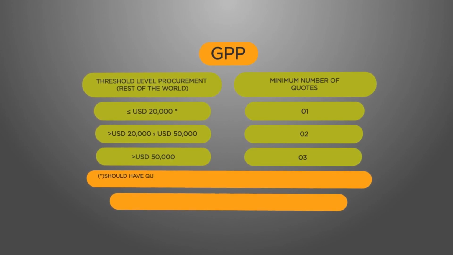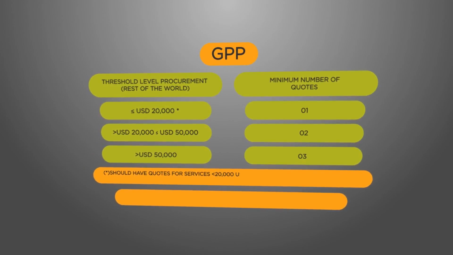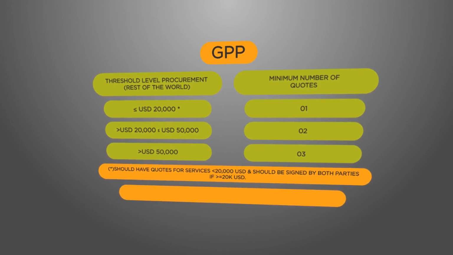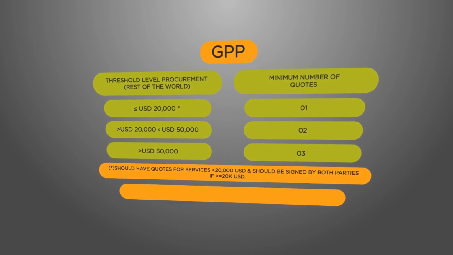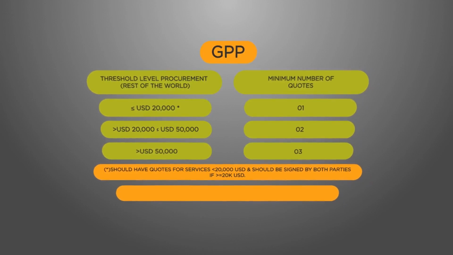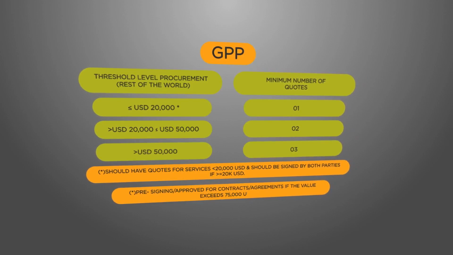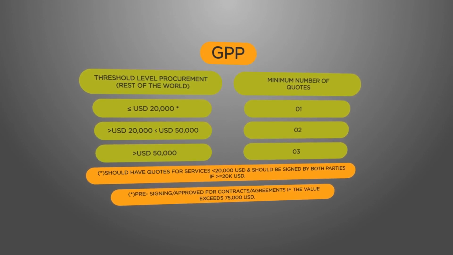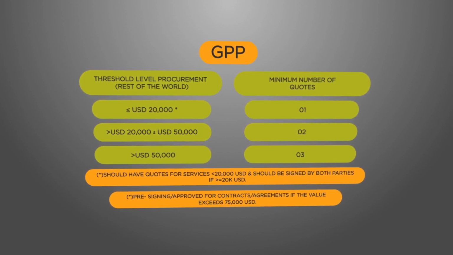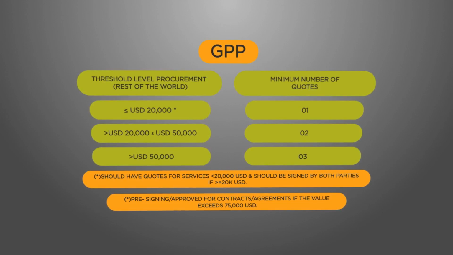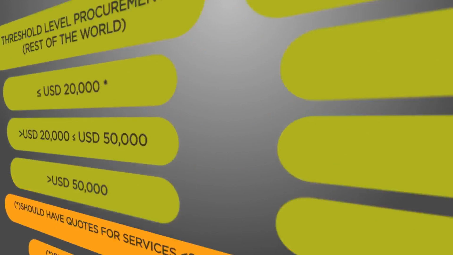Note: should have quotes for services lesser than 20,000 USD and should be signed by both parties if greater than or equal to 20,000 USD. Pre-signed or approved for contracts or agreements if the value exceeds 75,000 USD. The number of quotations required is dependent on transaction amount and currency, as defined in Global Procurement Policy, GPP.